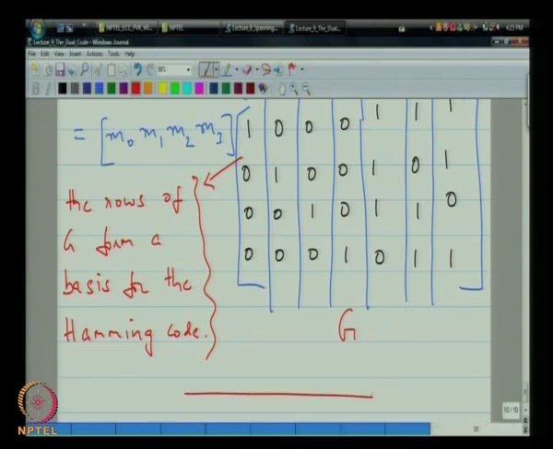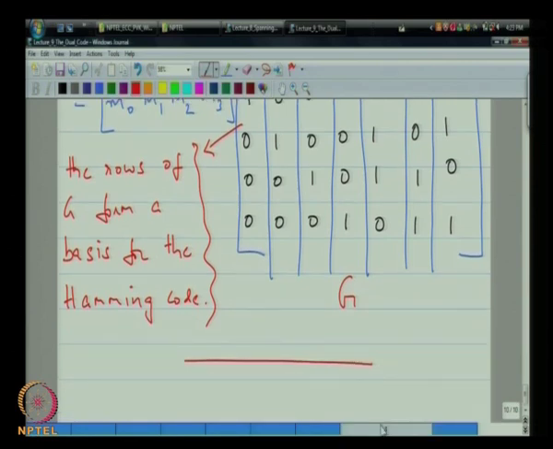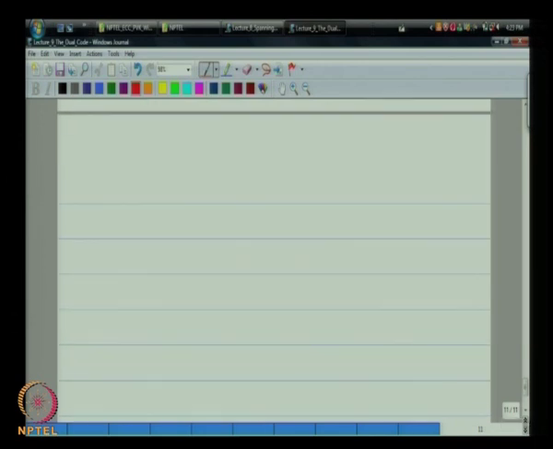With that, we are now ready to move on to the main topic of this lecture, which is the dual code.